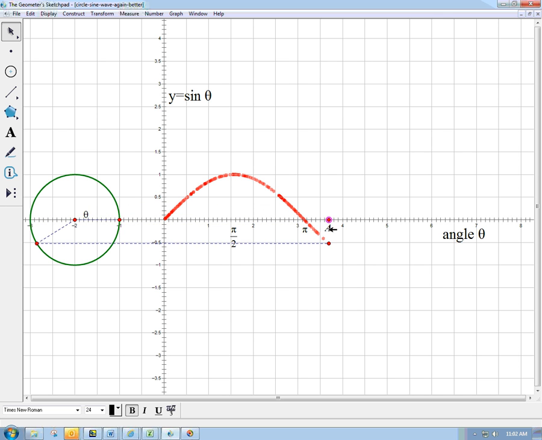Pi is where it's 0. Then it starts going down. When you get to 3 pi over 2, right around here, about 4.5, a little bigger, then sine is at its minimum that it can ever be, which is -1. We've talked about how sine is always between -1 and +1. Then it comes back at 2 pi, about 6.3, to 0, and then it repeats.